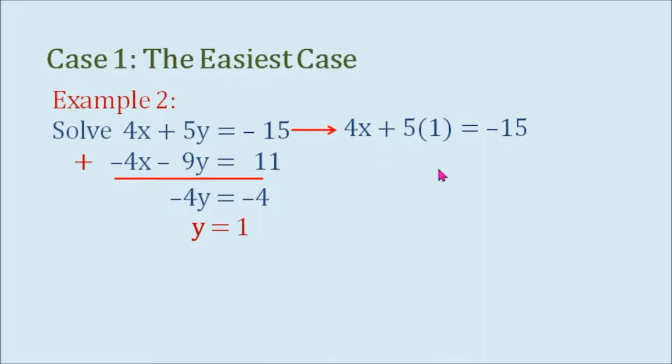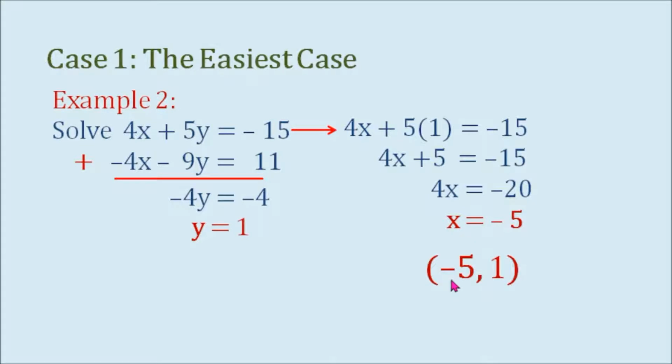5 times 1 is 5, so we have 4x plus 5 equals negative 15. Then subtracting 5 from both sides, we have 4x equals negative 20. Dividing both sides by 4, x equals negative 5. So x equals negative 5 and y equals 1. We can write our answer as coordinates (-5, 1).